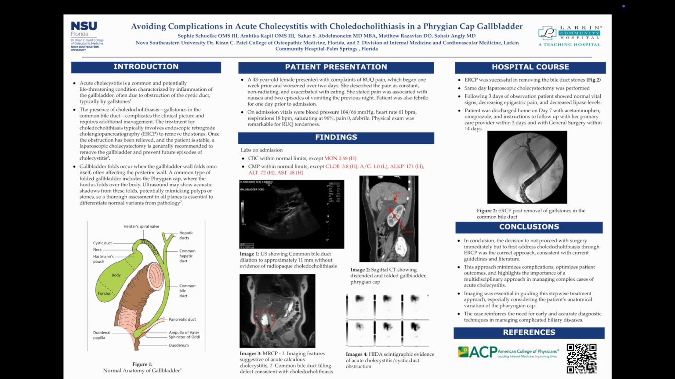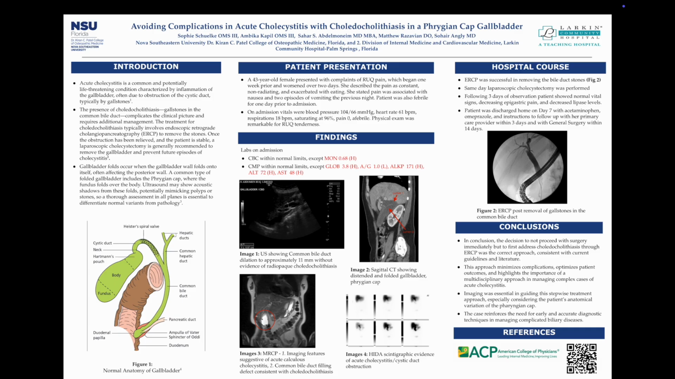On admission, labs were normal with the exception of monocytes, which were high at 0.68. Additionally, the patient had elevated alkaline phosphatase, ALT, AST, and globulin. Albumin to globulin ratio was low at 1.